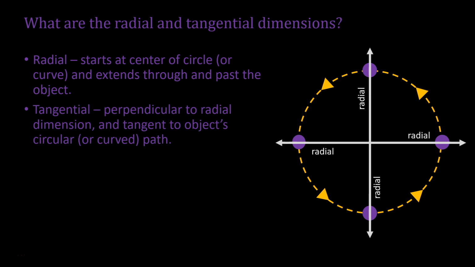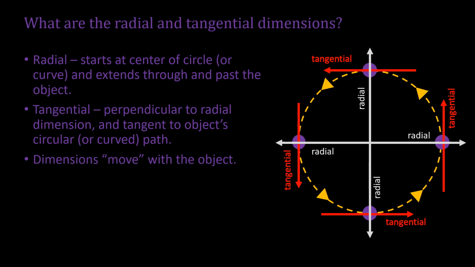The tangential dimension is perpendicular to the radial dimension and tangent to the object's circular or curved path. Notice that the dimensions move with the object. In other words, the intersection of the tangential and radial dimensions will always be in the center of the object. And so that intersection or origin moves as the object moves in the circular or curved path.